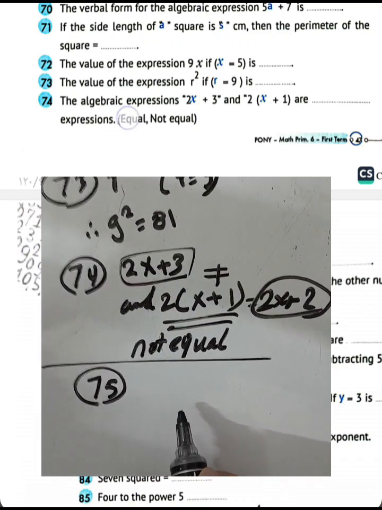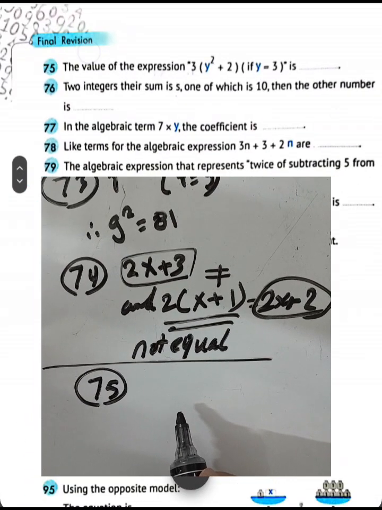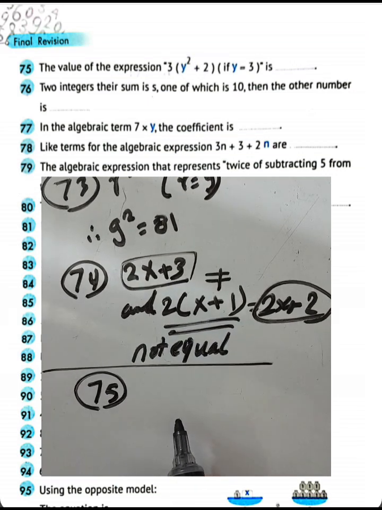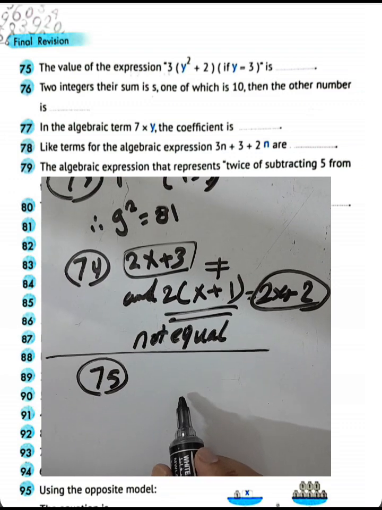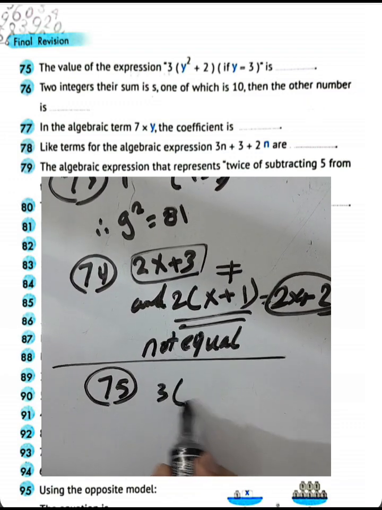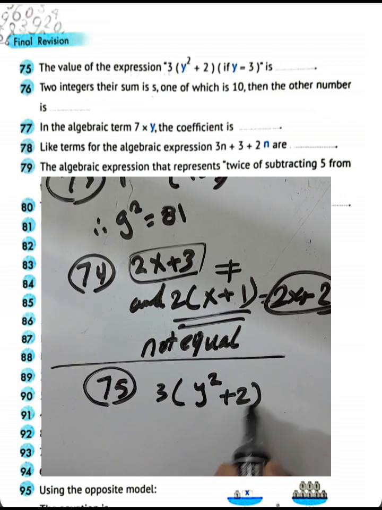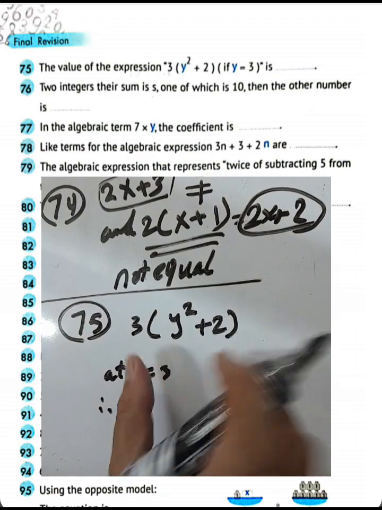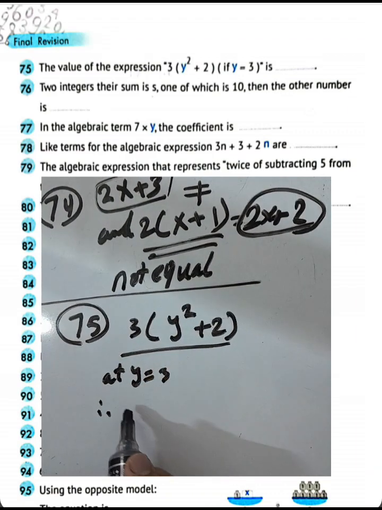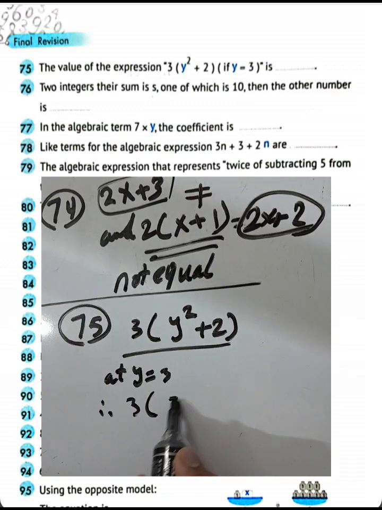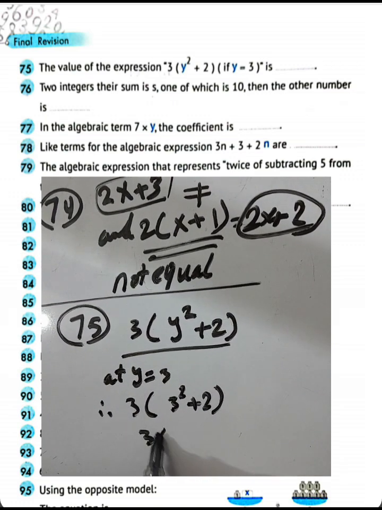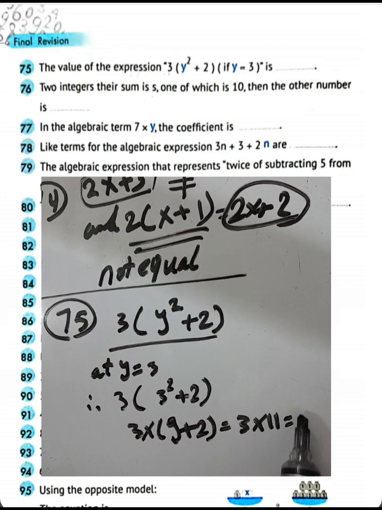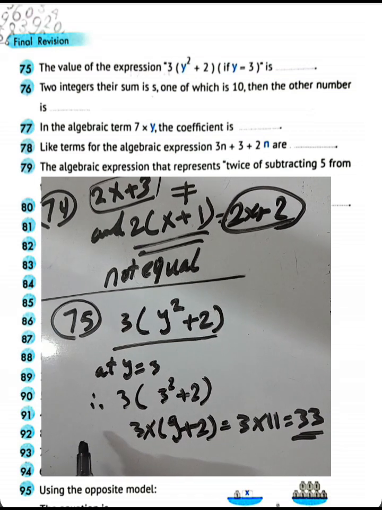Question 75. The value of the expression 3 multiplied by the sum of y squared plus 2, if y equals 3. Okay, write 3 here, and y power 2 plus 2 at y equals 3. Then we can find the value of this expression by putting y equals 3 here. Then the result will be 3 multiplied by 3 power 2 plus 2, right? 3 power 2 equals 9, plus 2. The result will be 3 times 11, which is 33. The result here will be 33.